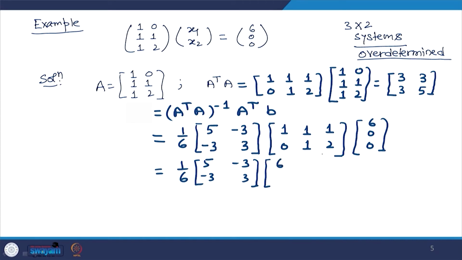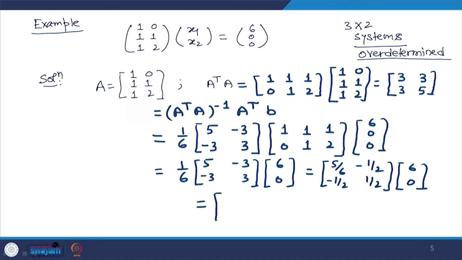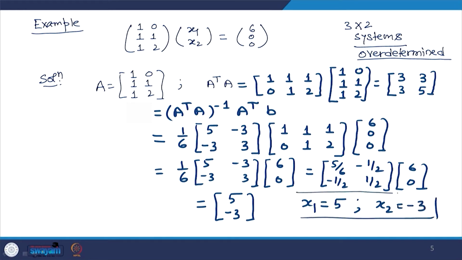Let us have it [5 -3 3] and then this one will become [6; 0; 0]. Now, it will be [5/6 -1/2 -1/2 1/2] into [6 0], which will be [5; -3]. So, the least square approximation is x1 equals 5 and x2 equals minus 3. So, in that way we are able to find the least square solution of this overdetermined system.